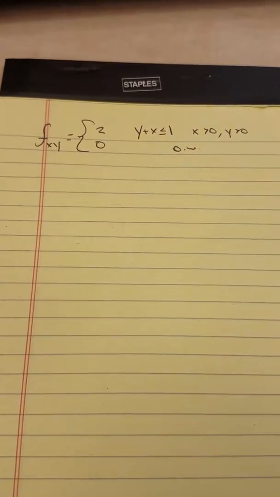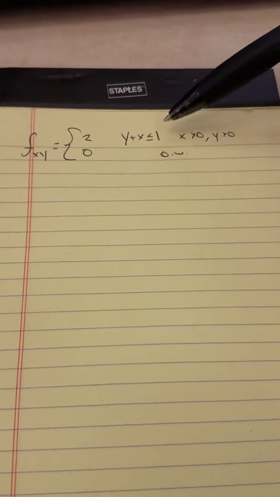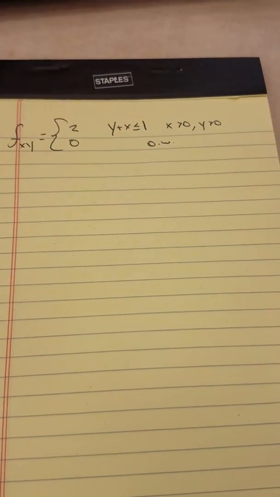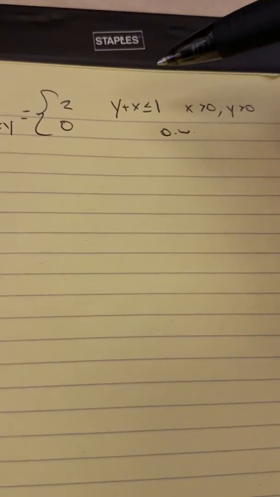Okay, so this is the problem on the homework. It's telling you that f(x,y) equals 2 if x plus y is less than or equal to 1, x is greater than 0, and y is greater than 0, and 0 otherwise. So what we need to do is find the limits of integration to find out what f(x) is. What we know is x plus y is less than or equal to 1, right?